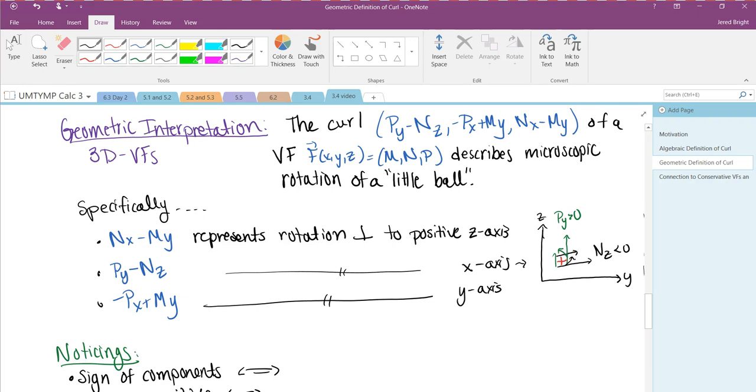When we think of this counterclockwise rotation, since we're in the YZ plane, it is rotation perpendicular to that plane. The x-axis is the axis of rotation that's perpendicular to that. Okay, all right.